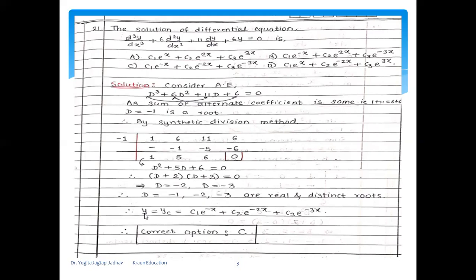Therefore, for writing the complementary function, we have to use 3 arbitrary constants, C1, C2, C3, and just place the values of these roots in the exponent as shown here. With this, we have the complementary function C1 e^(-x) + C2 e^(-2x) + C3 e^(-3x). Therefore, your correct option is option C.